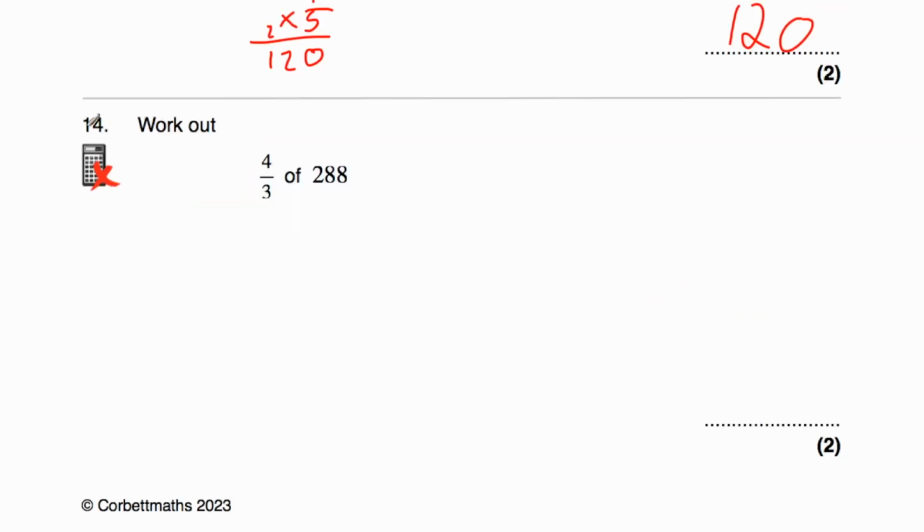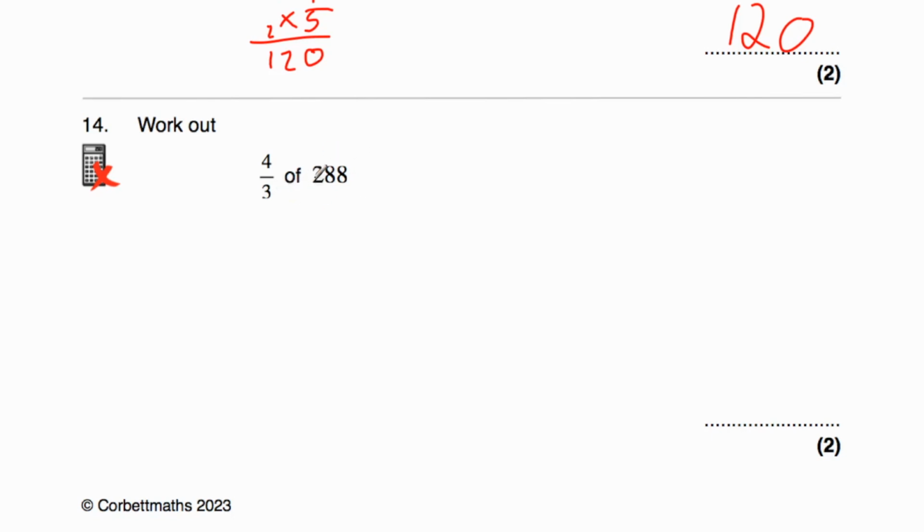Okay, let's have a look at our next question, question number 14. So question number 14 says, work out 4/3 of 288. Now this question is a bit different than the ones we've done so far because this is a top-heavy fraction, because it's 4/3 of something. So whenever you're working out a top-heavy fraction of an amount, it's actually going to be greater than what you started with. Whenever we work out 4/3 of 288, it's going to be greater than 288. But the technique's the same.